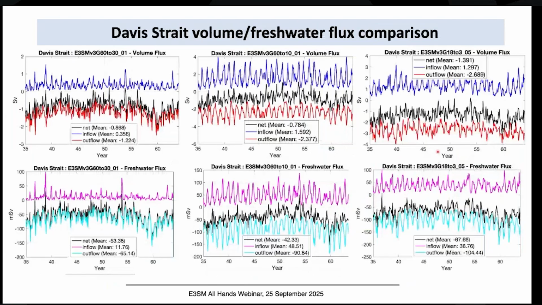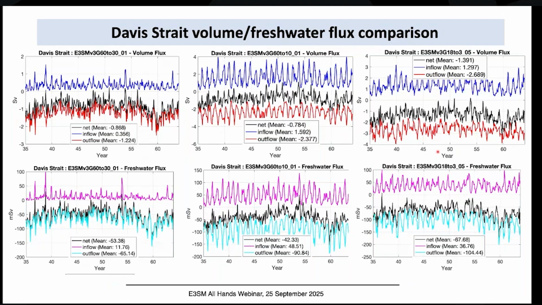So the idea here is, what can be the connection between the strength of the AMOC and the Arctic? One common argument is that the freshwater export from the Arctic to the northern North Atlantic might be affecting it.